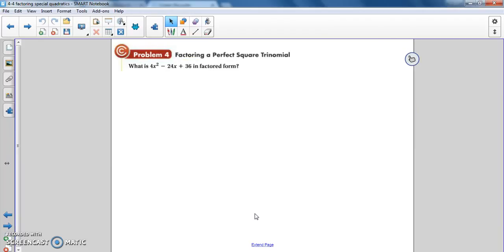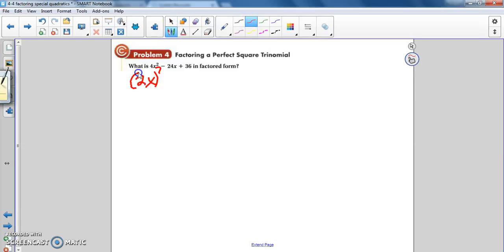So let's look at a problem. What is 4x squared minus 24x plus 36 in factored form? We're going to do this in one step. We need to think to ourselves, is the first term a perfect square? So we're looking at 4x squared. Is there a term that we can multiply by itself to get 4x squared? The answer is yes. It would be 2x, because 2x times 2x is 4x squared.